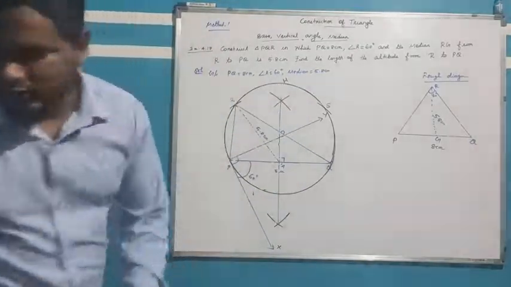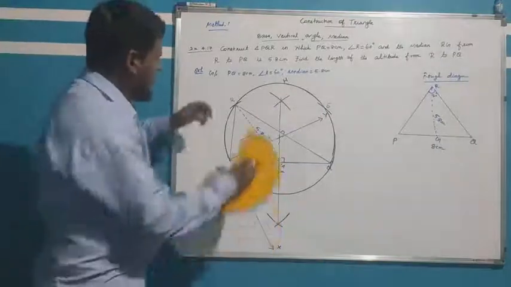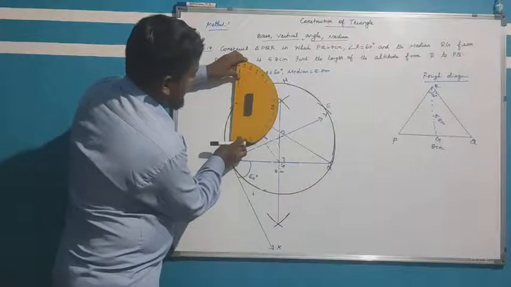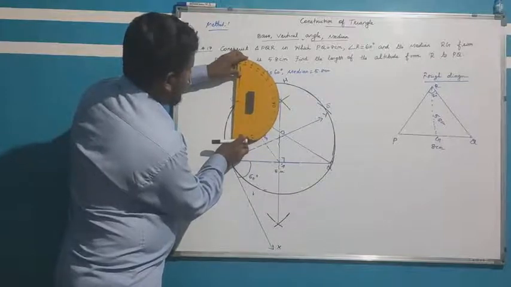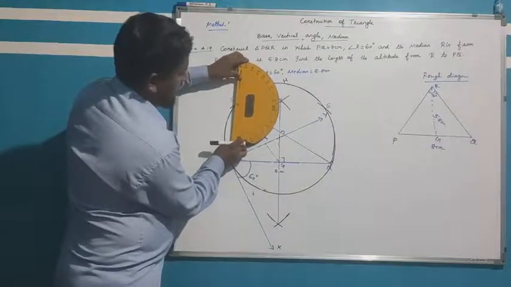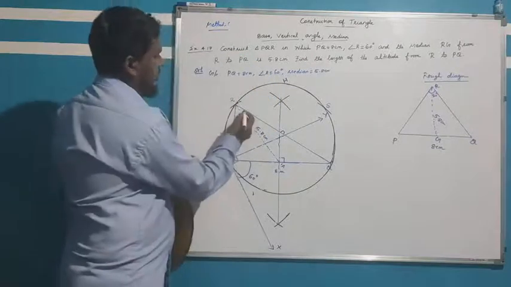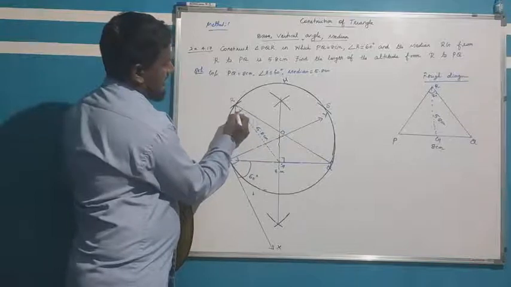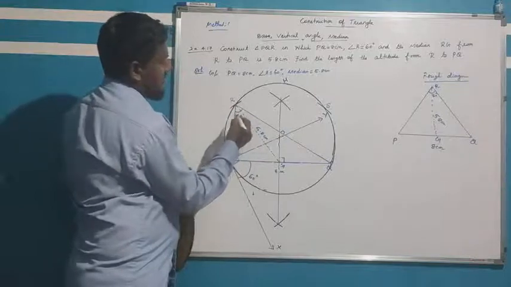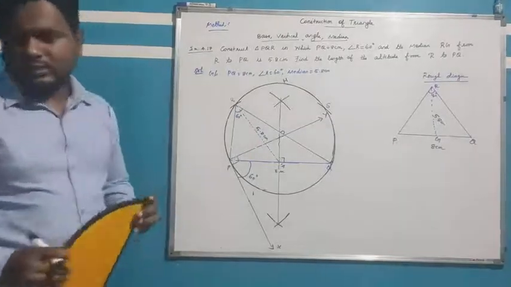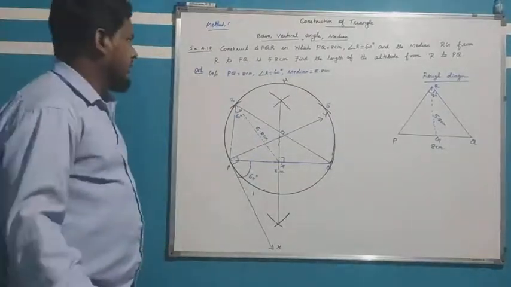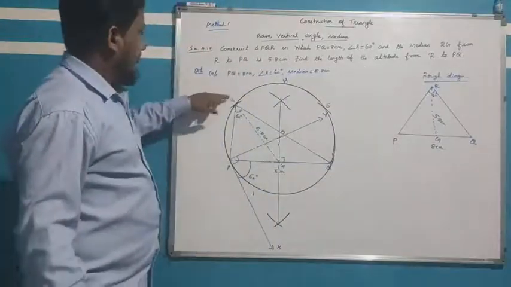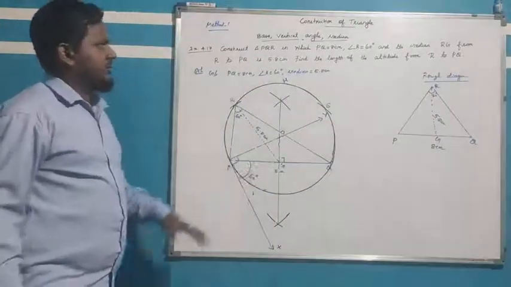Angle R. Take the protractor and measure and see in this step. Measure and see in this angle, keeping it this way. For you, a 60 degree angle will come. Then after that, find the length of the altitude from R to PQ.